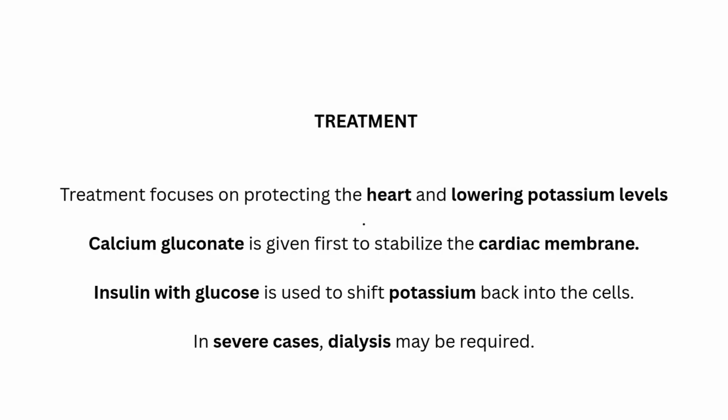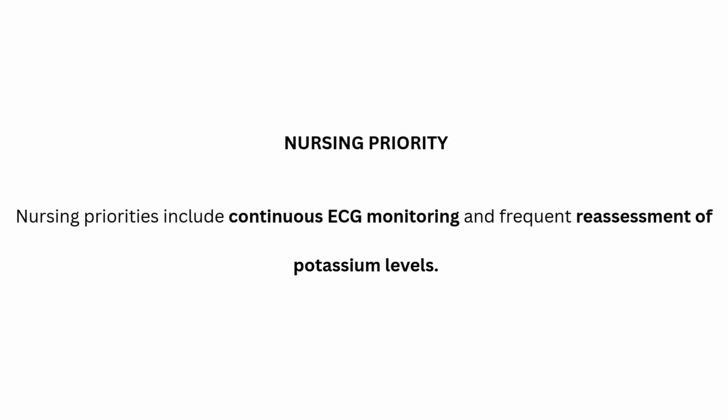Calcium gluconate is given first to stabilize the cardiac membrane. Insulin with glucose is used to shift potassium back into the cells. In severe cases, dialysis may be required. Nursing priorities include continuous ECG monitoring and frequent reassessment of potassium levels.